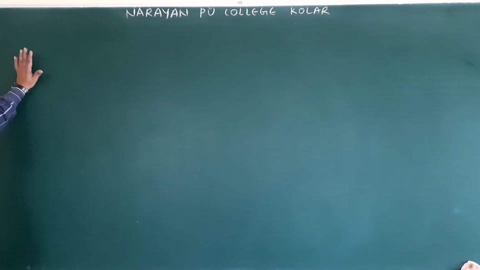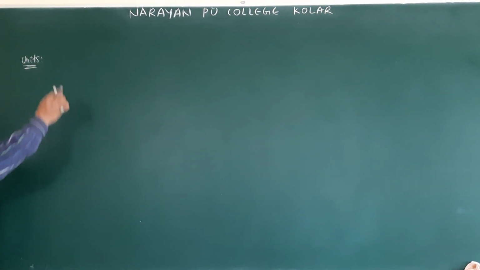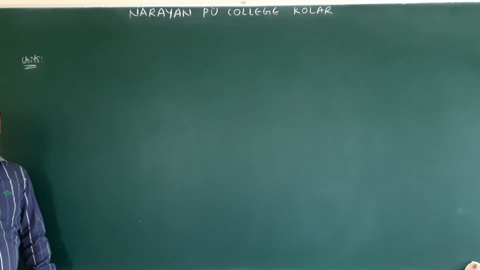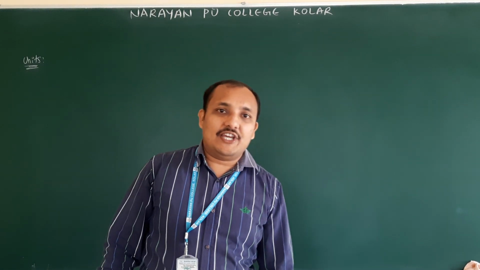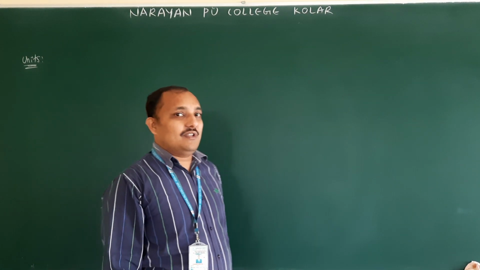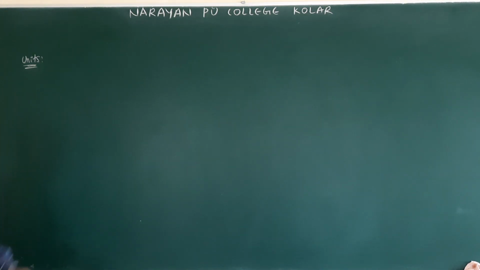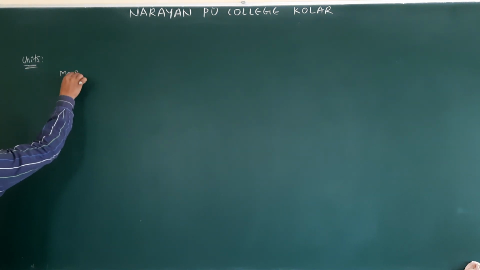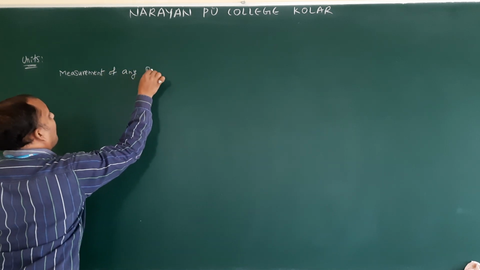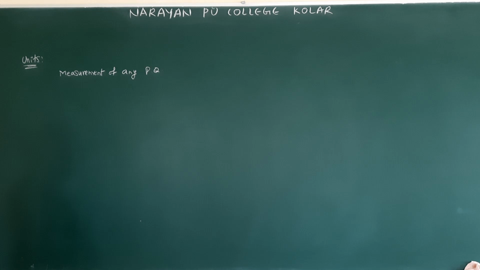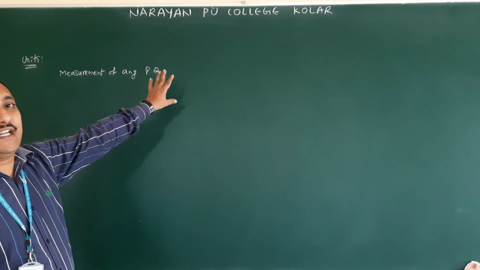So now we are going to discuss units. What is meant by a unit first? You know so many units: meter, centimeter, second, and for mass, kg, gram. All these you came to know. That is a unit. Now the definition we are going to give. What is the definition of unit? The measurement of any physical quantity. Simply remember this statement.